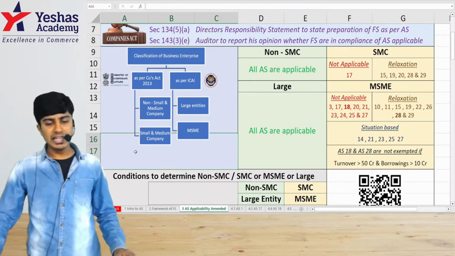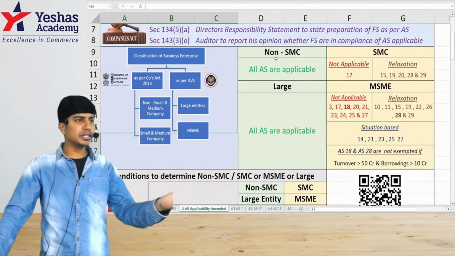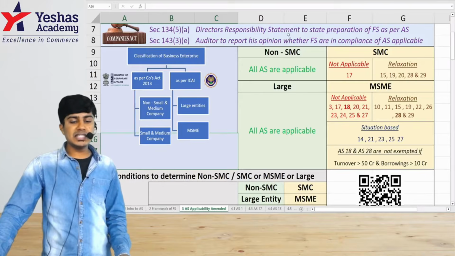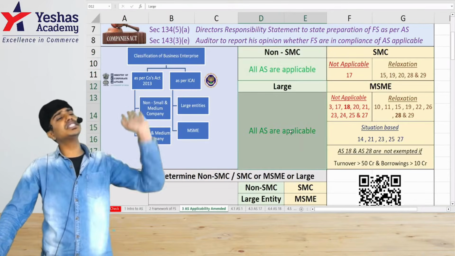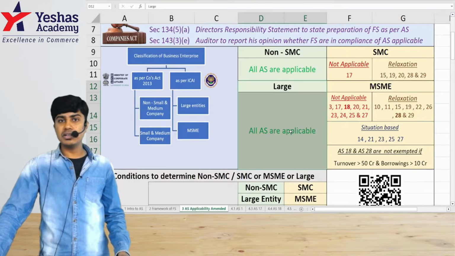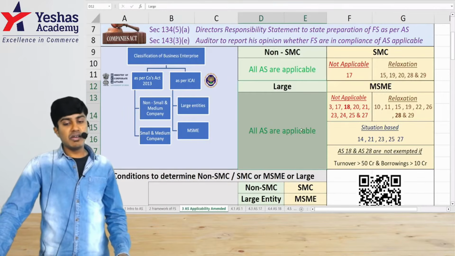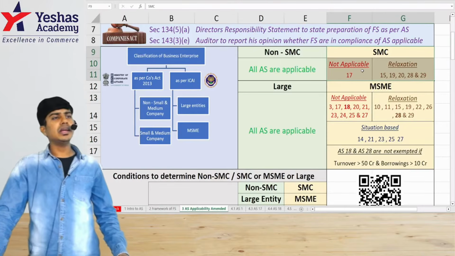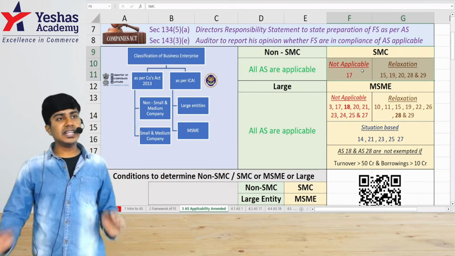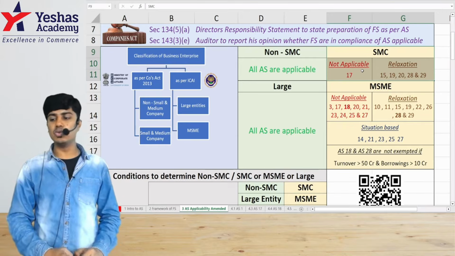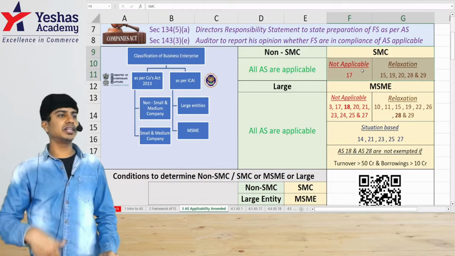Okay, let's proceed. How do we decide what accounting standards are applicable based on this classification? For a non-SMC as per Companies Act or for a large entity as per ICAI, all accounting standards are applicable. No exception, no relaxation, nothing taken back. Everything is applicable. However, if it is an SMC, AS 17 segment reporting is not applicable at all. And for certain standards, there is relaxation. Relaxation means the standard is actually applicable, but some parts of the standard are exempt.